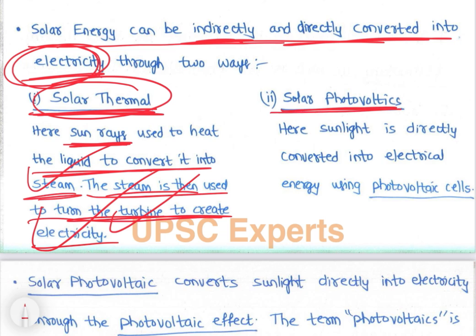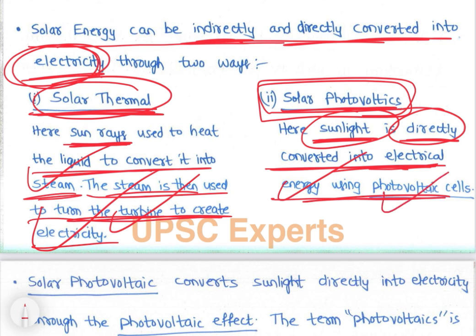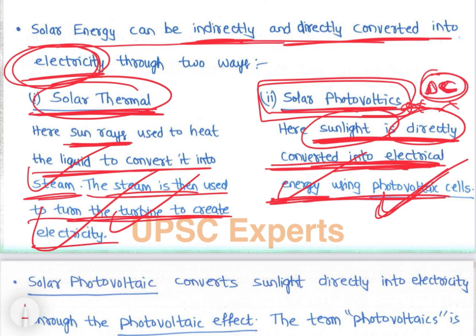So solar photovoltaics. Here sunlight is directly converted into electrical energy using photovoltaic cells, right? So directly we are using. So here we produce direct current, right? So this is the fact you need to remember, right?